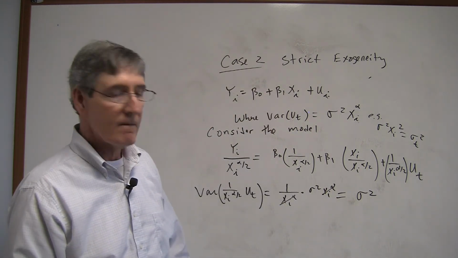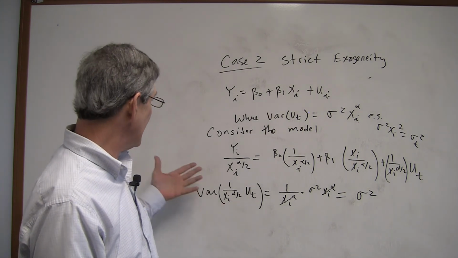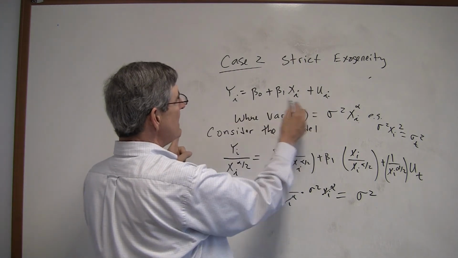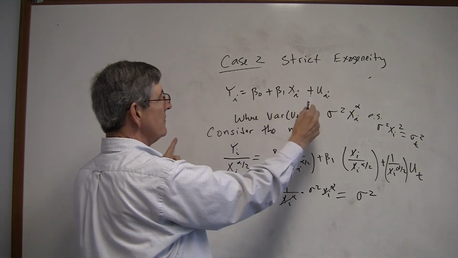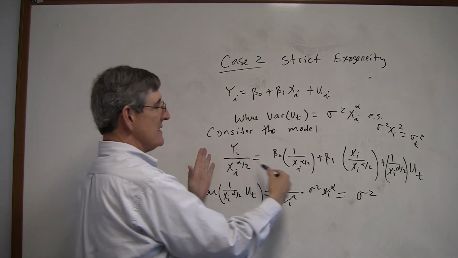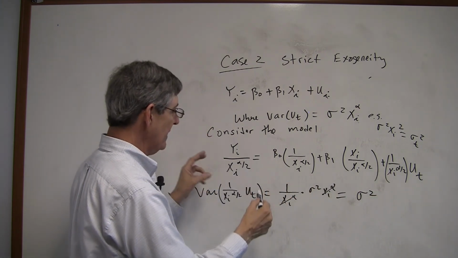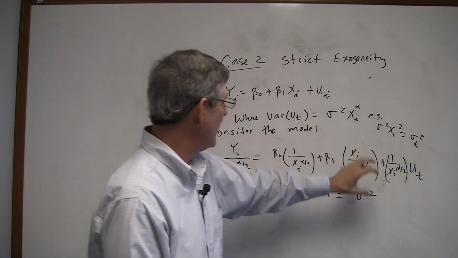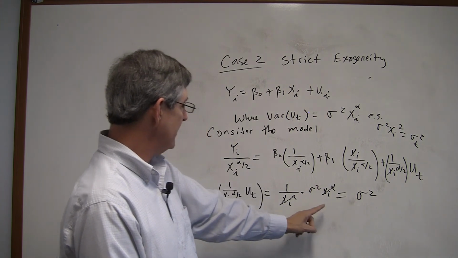And so you couldn't estimate this with OLS efficiently. You could use HAC errors, but this would be another way to do it where you actually model the heteroscedasticity, and you could estimate this with OLS without any correction because you've taken care of it.